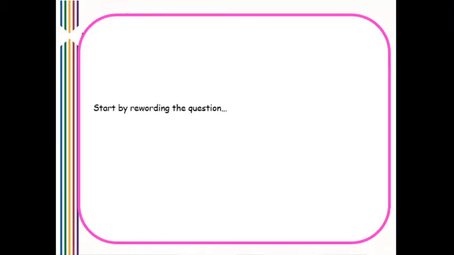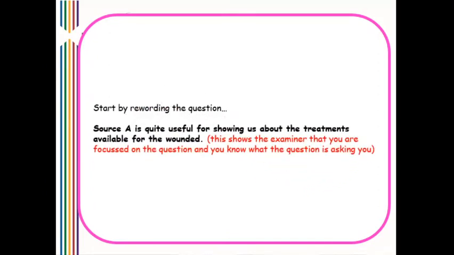So I would always start GCSE questions by rewording the question. So you can say source A is quite useful for showing us about the treatments available for the wounded. So simply by rewording the question, just using a nice little simple opening statement, this shows the examiner that you are focused on the question and that you know what the question is asking you. So it's saying, I know what this question is asking, I'm going to tackle it head on.